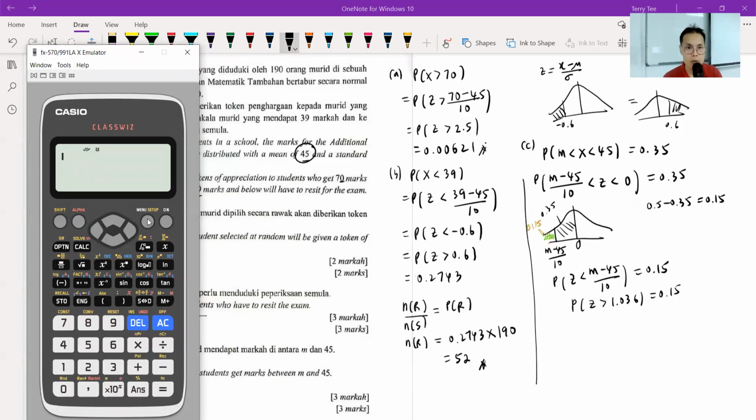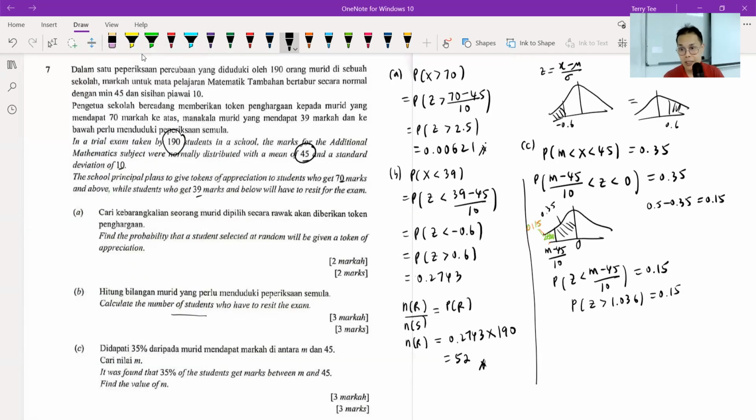Only the class wiz, we press mode, press 7, go to number 3 for inverse norm, and key in the area 0.15. Now, the thing about this calculator is that inverse norm means finding Z given probability. Whatever value you get for Z is always negative because we read from the lower tail. So you will get negative 1.036, which is fine. In fact, if you use this calculator, it is straight away negative 1.036.